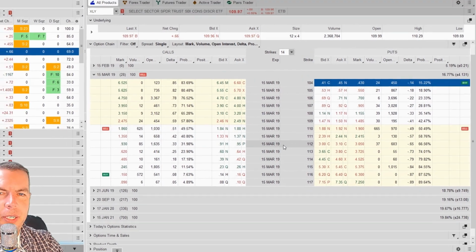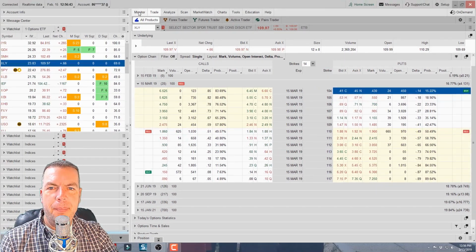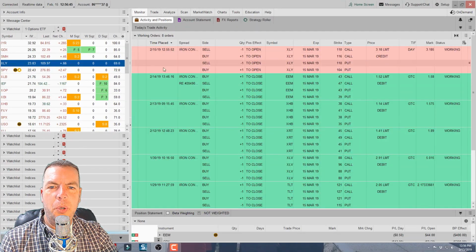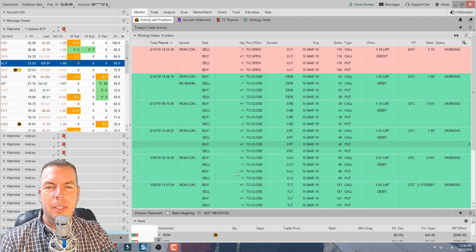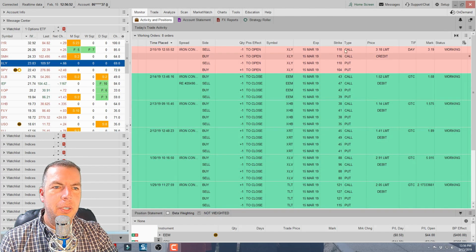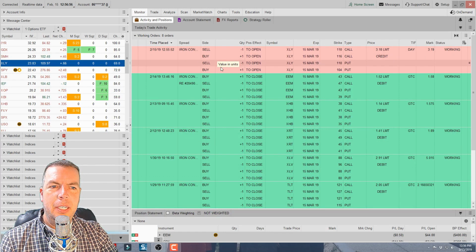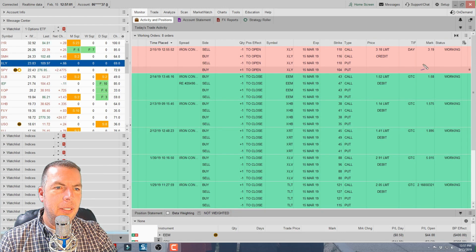Another thing I like to do here is come in here to the monitor tab, and you can see our working orders here. So these are working orders that I have to take my trades off that I've already sold positions for, and now we're looking at this trade right here. We're waiting to get it filled, and this is a sell order. So if we're not getting filled, you can see what the mark price is, $3.19. What we're trying to sell this for is $3.18.